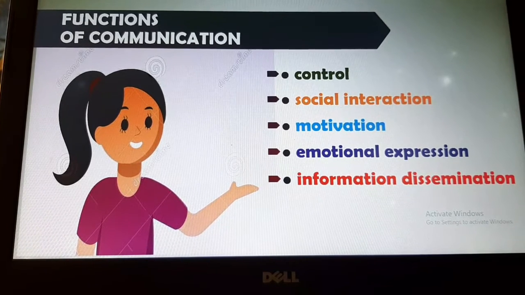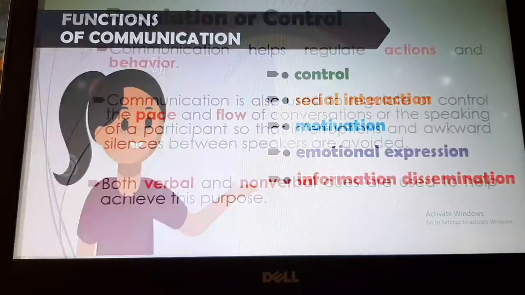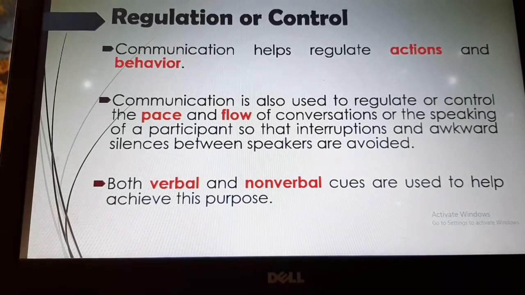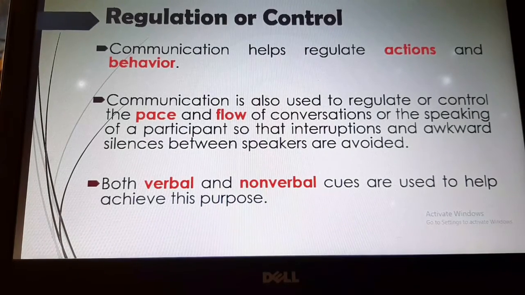Today, I'll be sharing some thoughts on our first topic, the functions of communication. Mainly, we have 5 basic functions of communication: control, social interaction, motivation, emotional expression, and information dissemination. The first function is for regulation or control. Communication helps regulate our actions and behavior. So how does communication help regulate our actions and behavior?